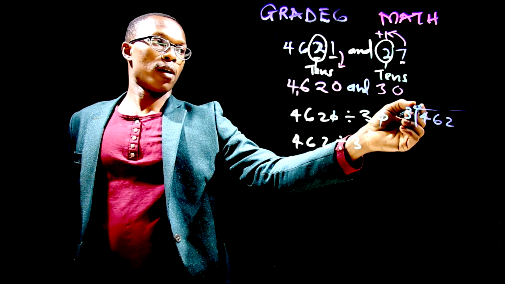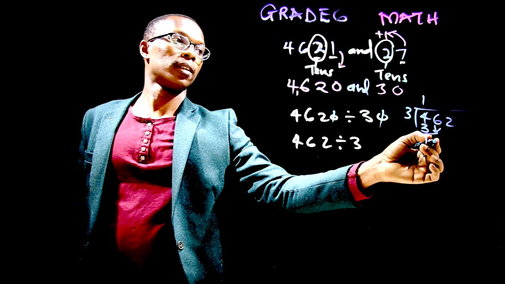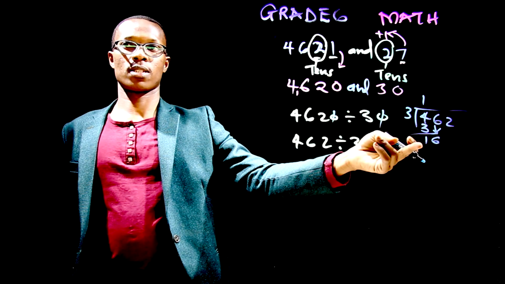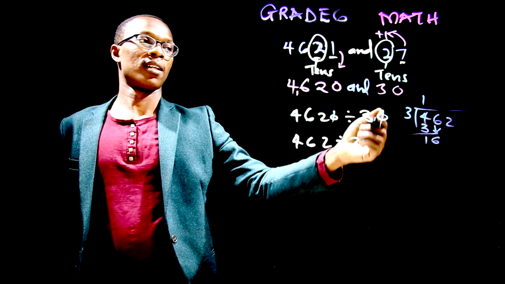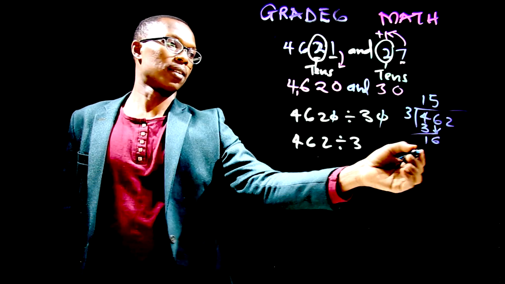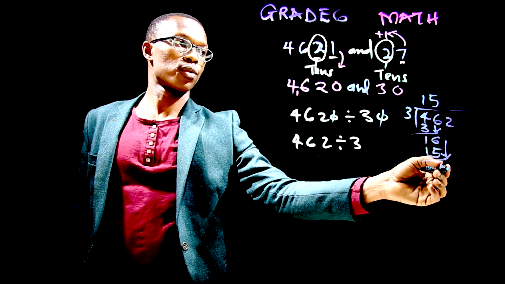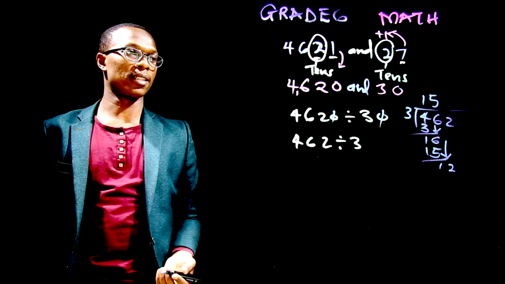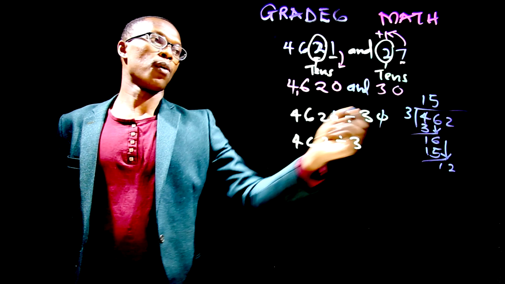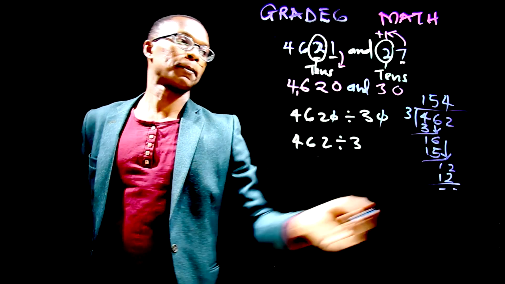So 3 goes to 4 how many times? Once. So you write 3, bring 1 down. Here it's 16. 3 goes to 16. 3 times what gives you 16? Of course it can't, right? But then 3 times 5 is almost there. So 15, okay? We have to subtract 1, then bring 2 down. 3 goes to 12 how many times? What do you multiply by 3 to get 12? 4. So here we have 4, and that's it.